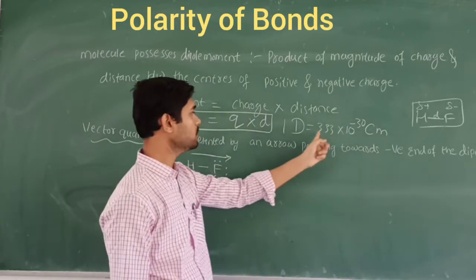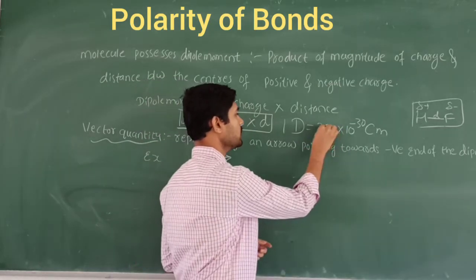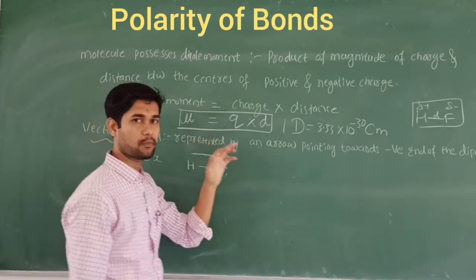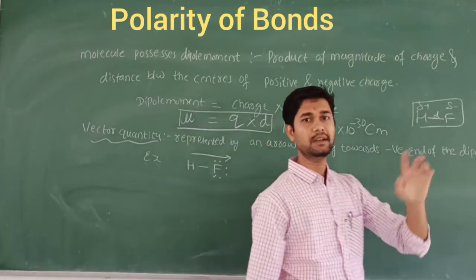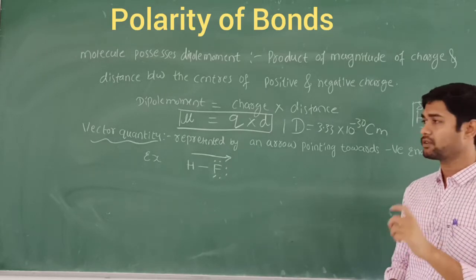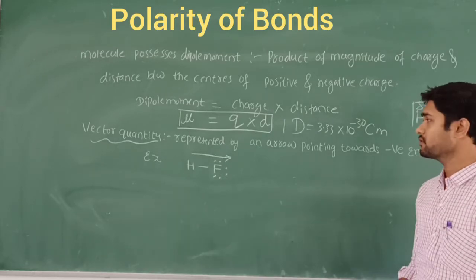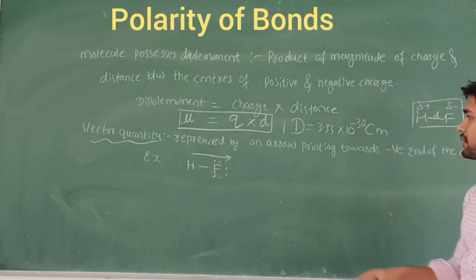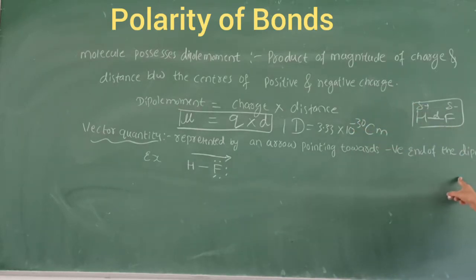Now, one debye is equal to 3.33 × 10^-30 coulomb meter. This is the SI unit of the dipole moment, and dipole moment is the product of charge separation and distance. We take the dipole moment as a vector quantity, which can be represented by an arrow pointing towards the negative end of the dipole.